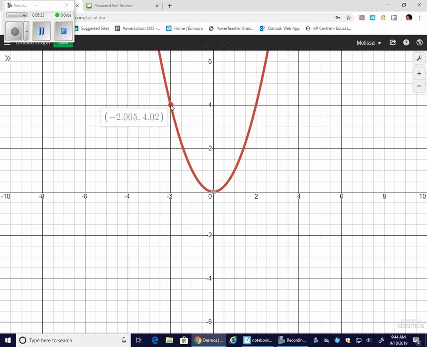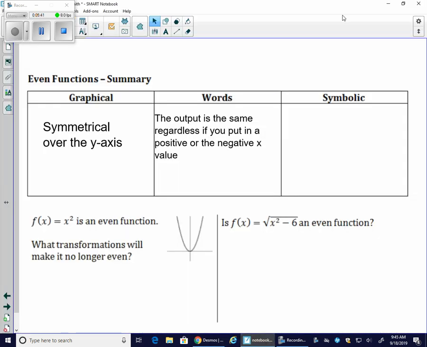I input a negative 2. I still get an output of a positive 4. So if I input a positive 2, I get positive 4. If I input a negative 2, I get a positive 4. This is a characteristic of an even function. So let's look at what that is symbolically. If I put in f of x and I input f of negative x, I will get the same output, the same y value. Think back to what we just did and think of this notation.